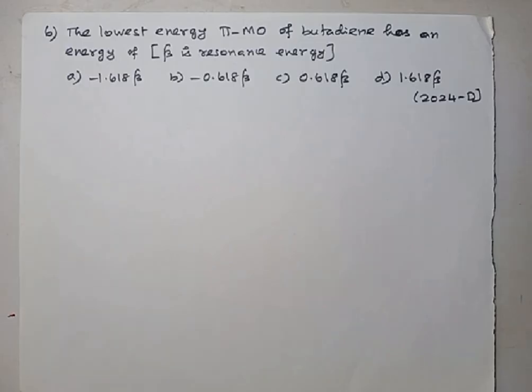Okay, take the next question. The lowest energy pi molecular orbital of butadiene has an energy of, where beta is the resonance energy. We need the lowest energy pi molecular orbital of butadiene.